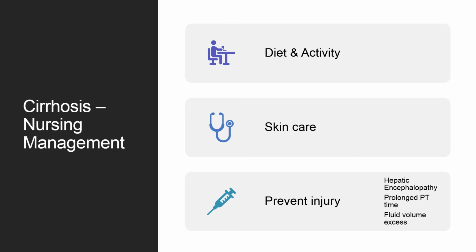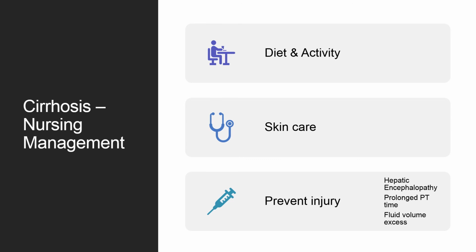They will have a prolonged prothrombin time, so that they're at risk for bleeding. So you want to use an electric razor instead of a safety razor. You want to have them use soft bristle toothbrushes. You want to apply pressure to a venipuncture site more than usual.